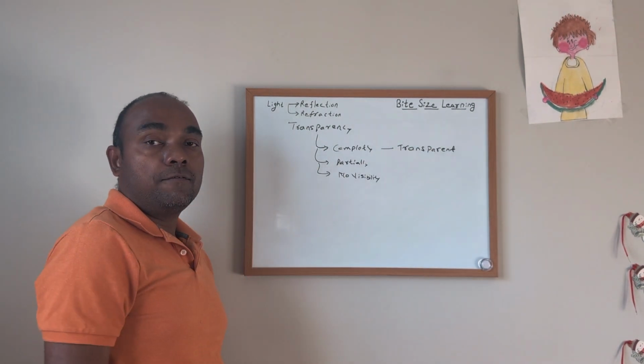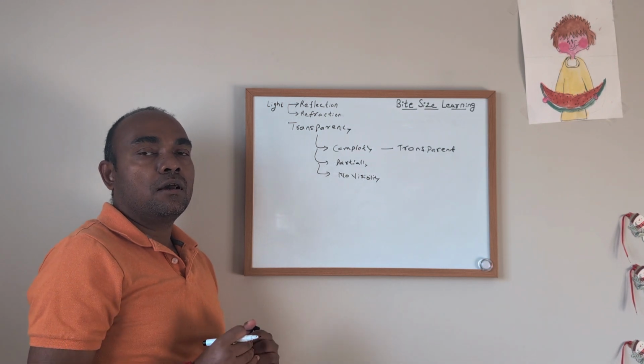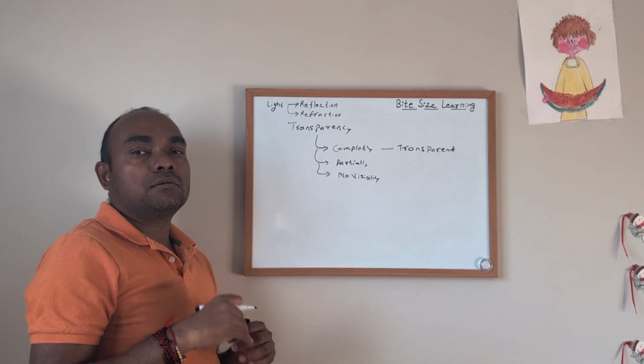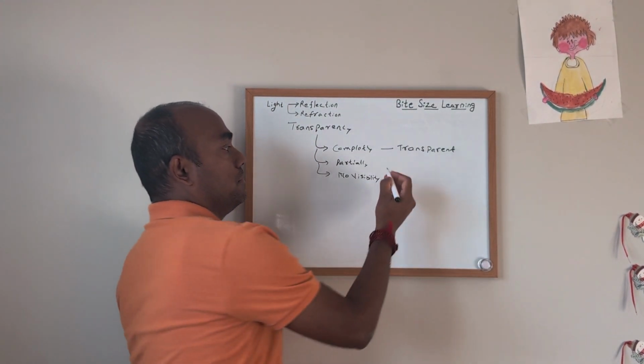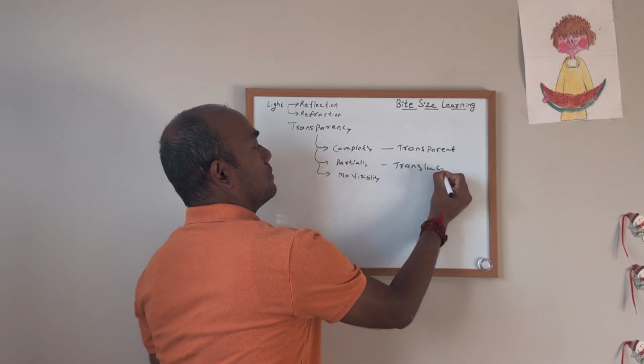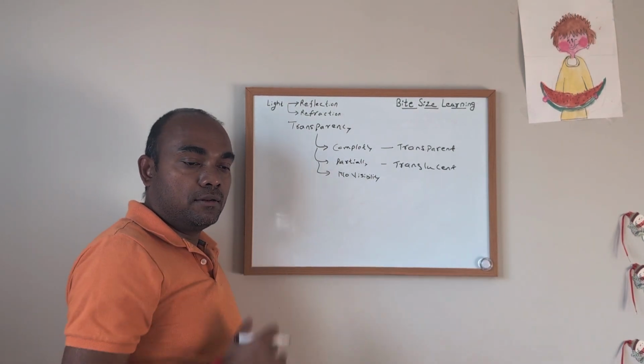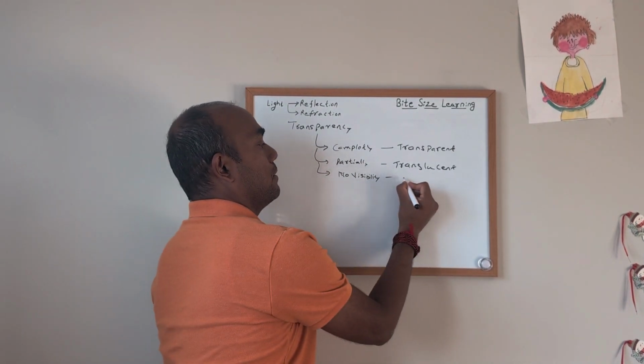If the light passes through an object partially and you are able to see through that object partially, that object is called translucent. And if you are not able to see through an object at all, that object is called opaque.